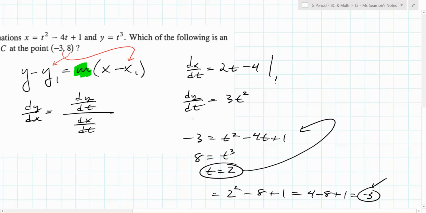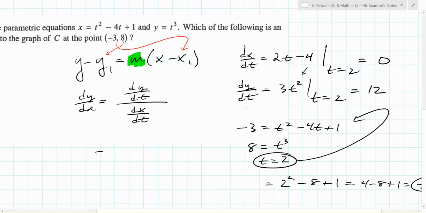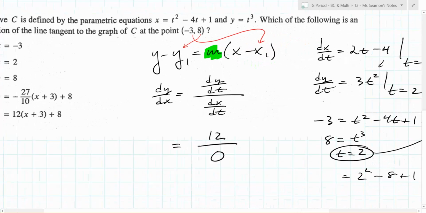So at t equals 2, what does dx/dt equal? 0. And at t equals 2, what does dy/dt equal? When you plug in 2 into this, I'm not trying to trick you here. What does it equal? 12, right. So what do we now have? dy/dx is equal to 12 over what? 0. So what does that mean the slope is? Undefined. So slope equals undefined.